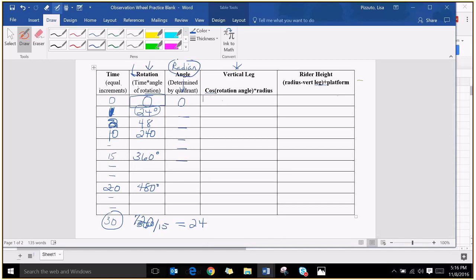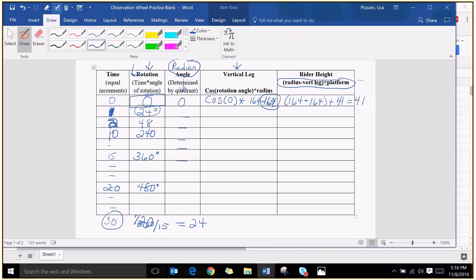Here you're taking the cosine of that angle in radians and then multiplying it by the radius. In your case, it's 164. So this would equal 164 because the cosine of 0 is 1. And then here you have the radius, which is 164, minus this value, which is also 164, plus your platform height, which is 41. So that's 41.